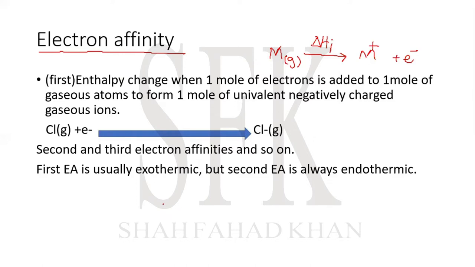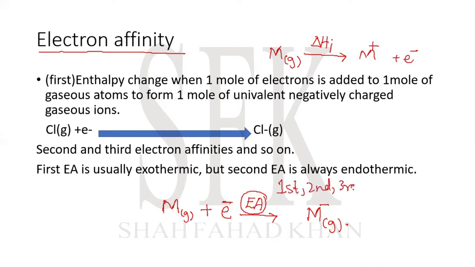Electron affinity, on the other hand, is actually the reverse. It is the enthalpy change when 1 mole of gaseous atoms gains 1 mole of electrons to form 1 mole of gaseous 1 minus ions, or 1 mole of univalent negatively charged ions. The enthalpy change of this reaction is the electron affinity, and like ionization energy, electron affinity also has first, second, and third electron affinity, and so on.